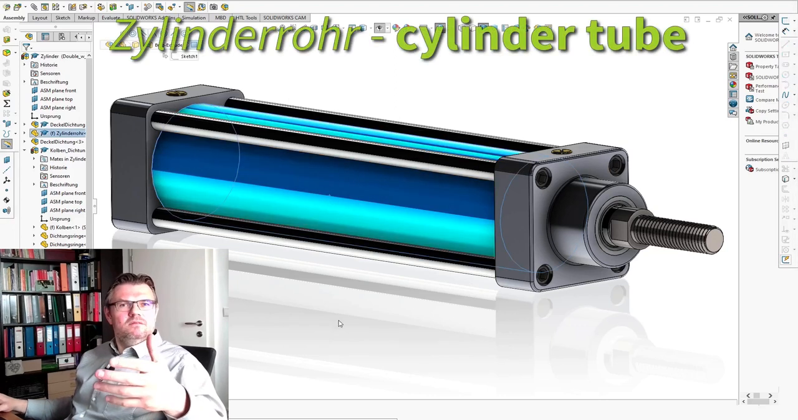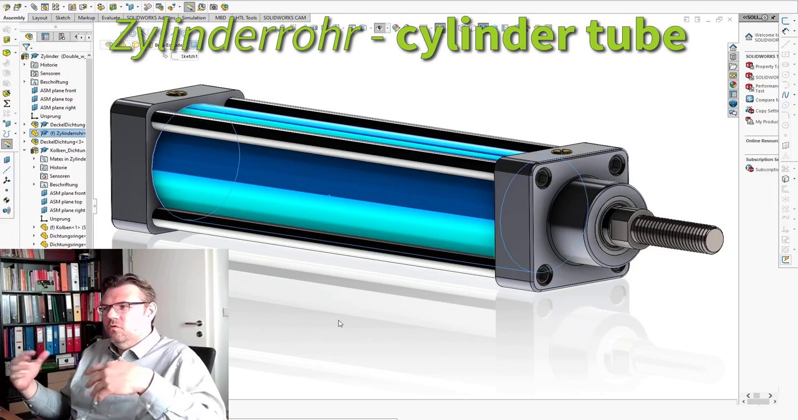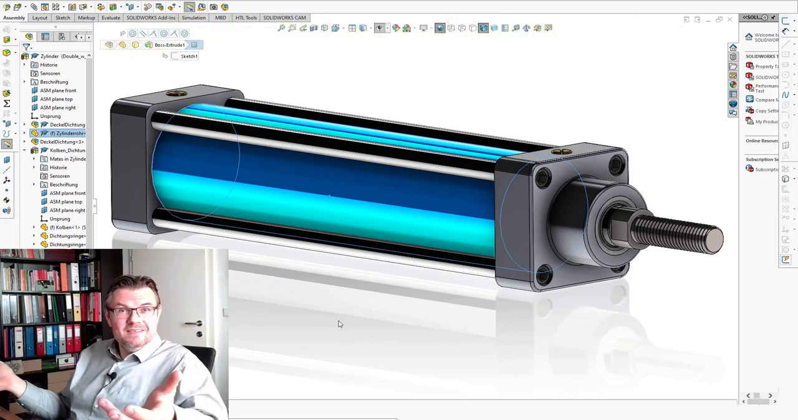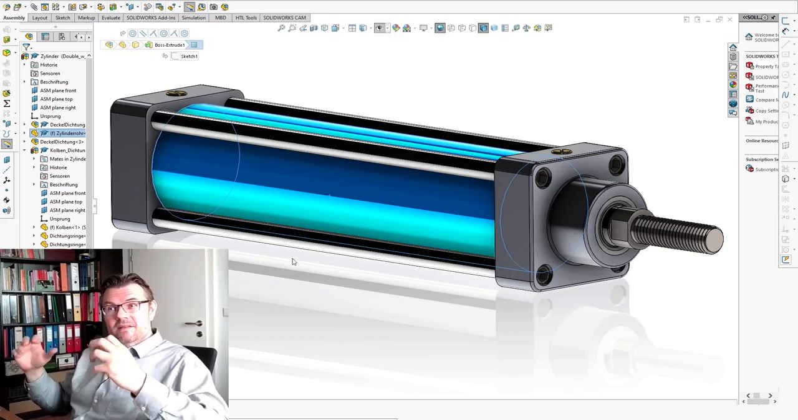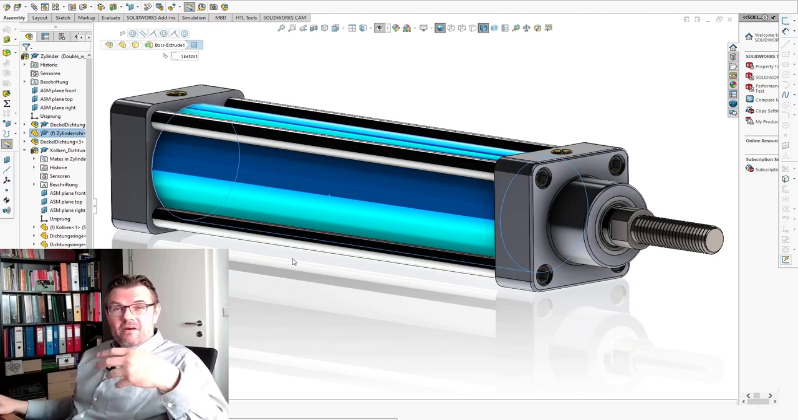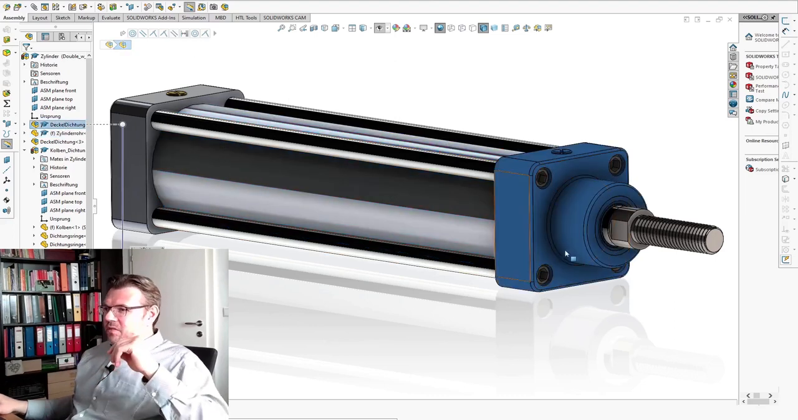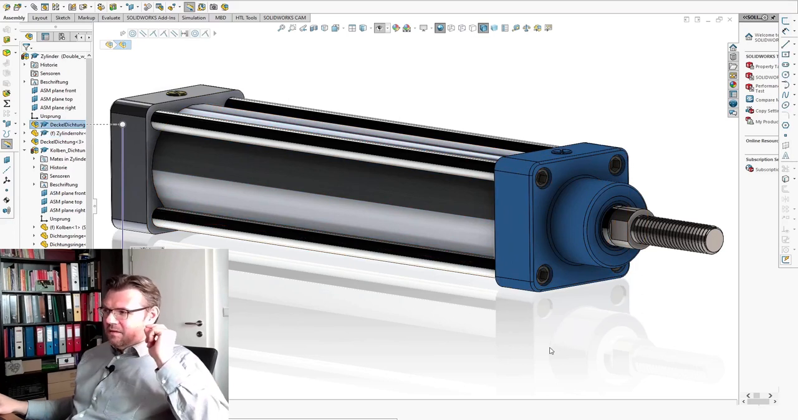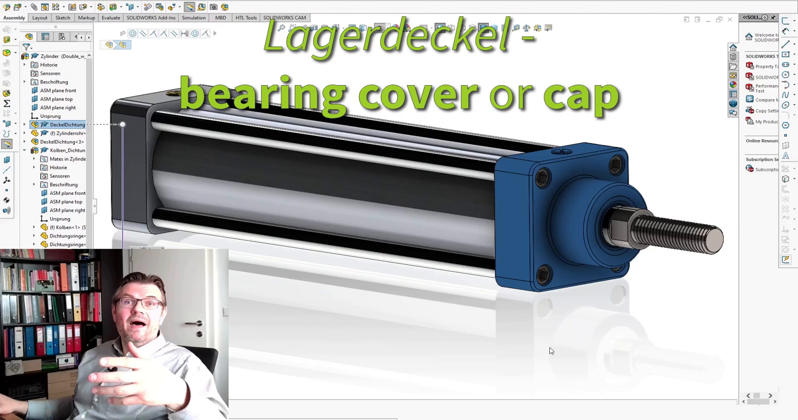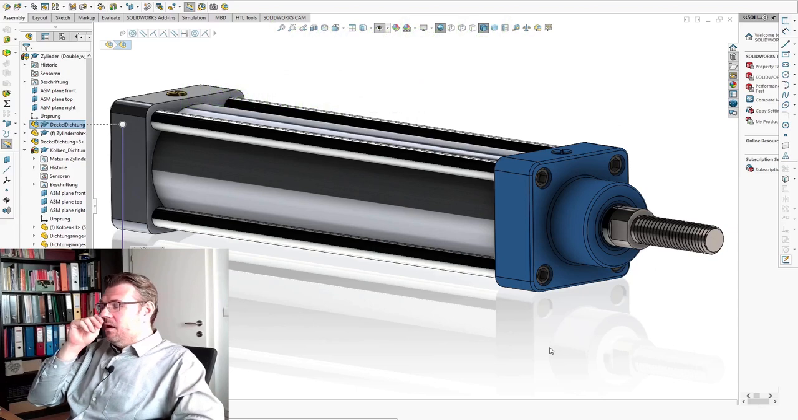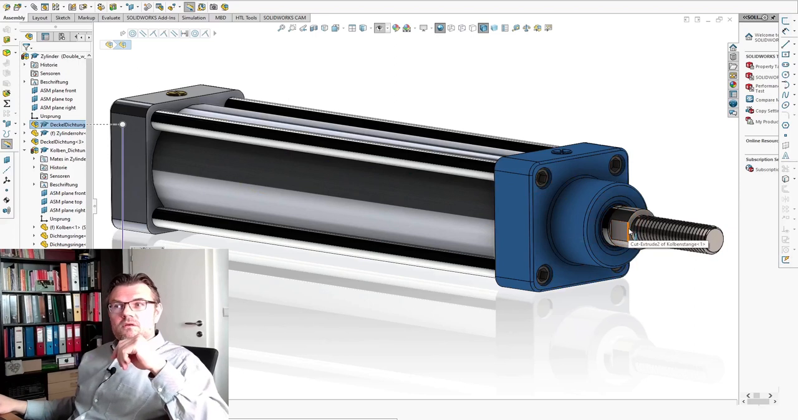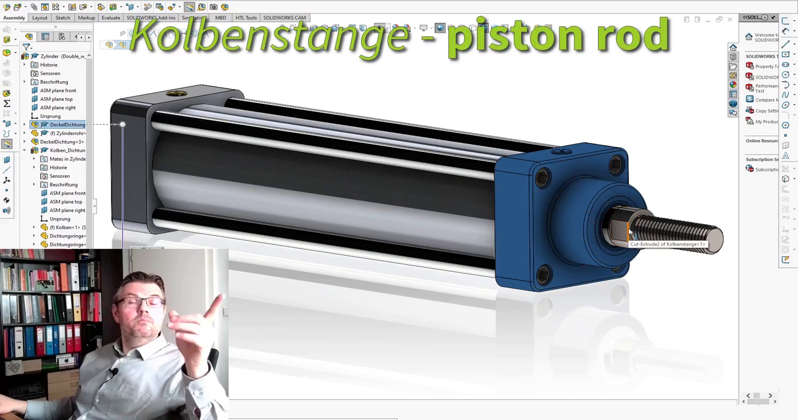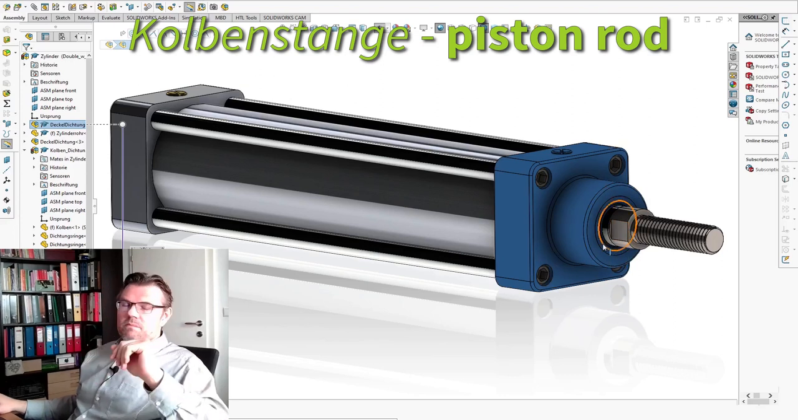The main part of the cylinder is the cylinder tube. It's this part here. Without the tube, there is no cylinder. Easy, yeah? And the tube is limited or covered, or ended, with covers or caps. So there is this part here. This is the so-called bearing cap, Lagerdeckel. In German, it's Deckel. Bearing cap, because it is housing the bearing of the cylinder rod, the piston rod.